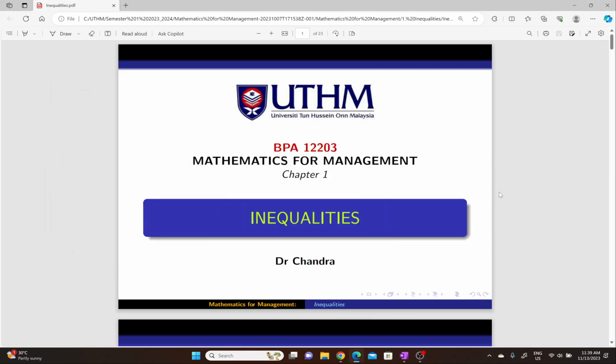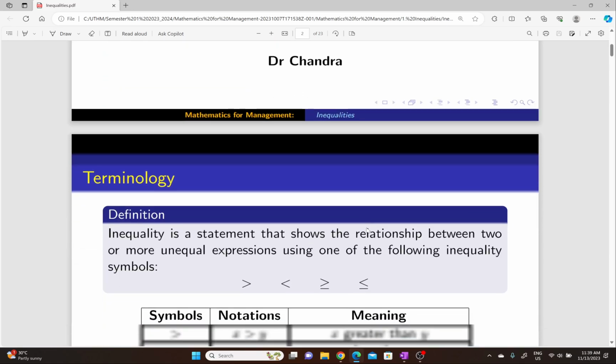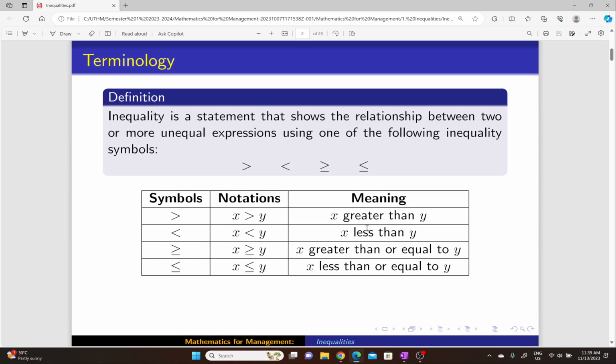Alright, very good morning. Today we're going to start with chapter 1, Inequalities. In inequalities, like equal, we have this notation. For equal we have this notation, but for inequality there are four kinds of notation: one is greater than, one is less than, greater than or equal, and less than or equal.